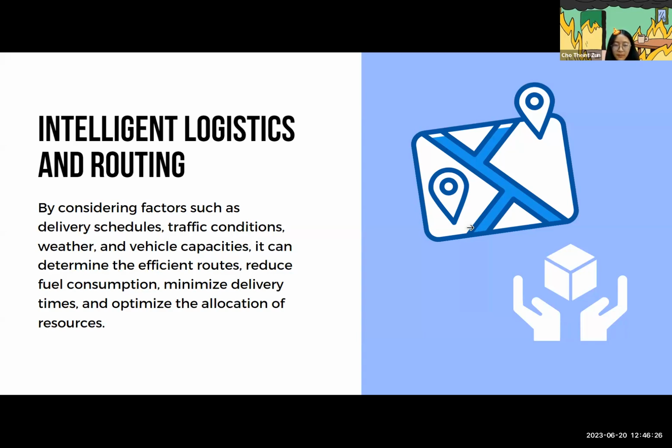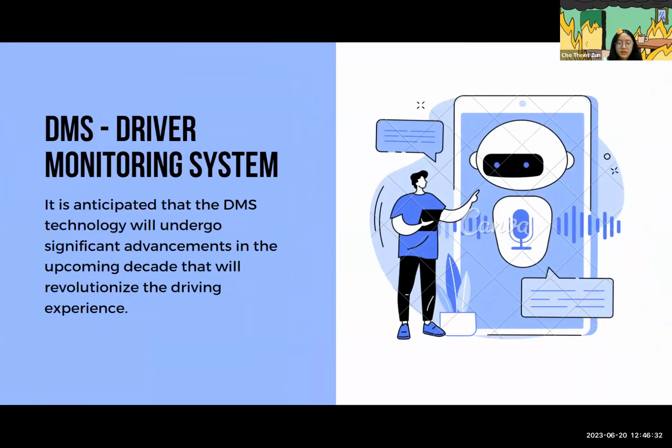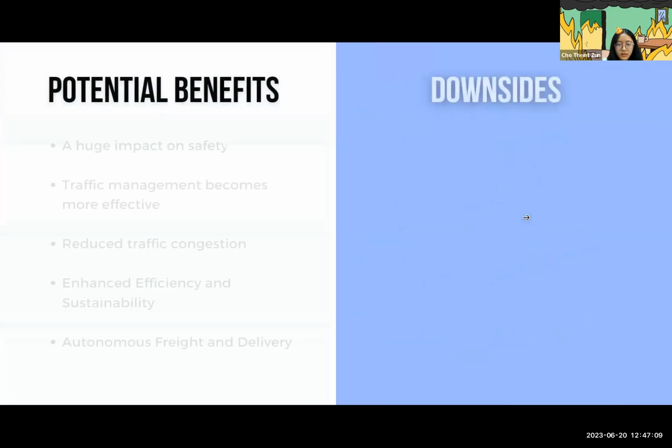So let's move on to DMS, which is the driver monitoring system. The driver monitoring system, DMS, has been used to improve road safety for several years, and it monitors the driver's behavior and alerts them when they are tired or distracted. It's also anticipated that DMS technology will undergo significant advancements in the upcoming decade, and that will revolutionize the driving experience. It's also expected that DMS technology will improve road safety.